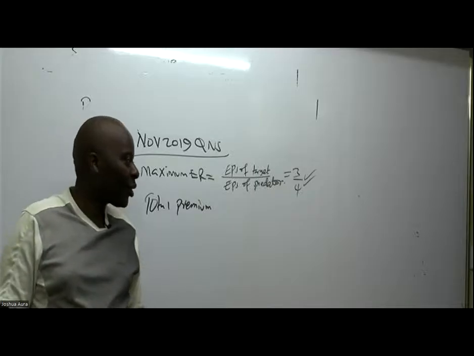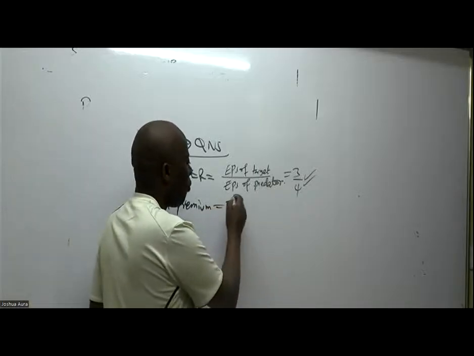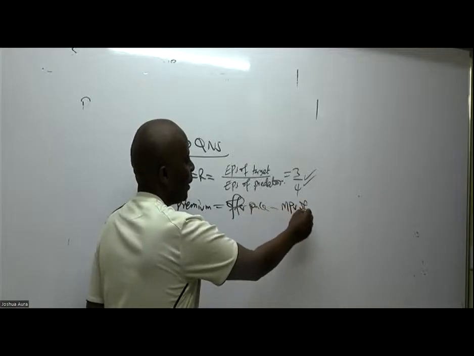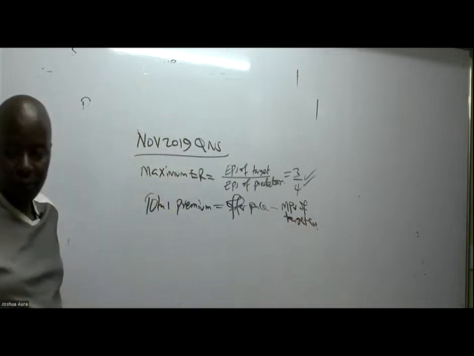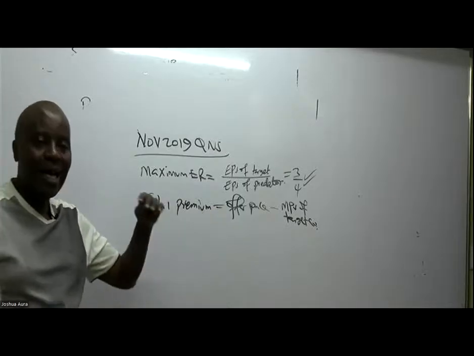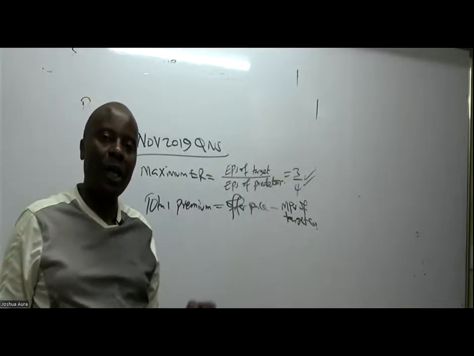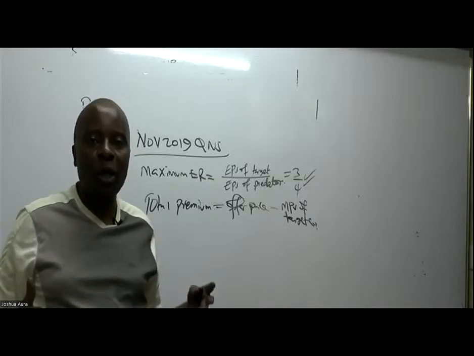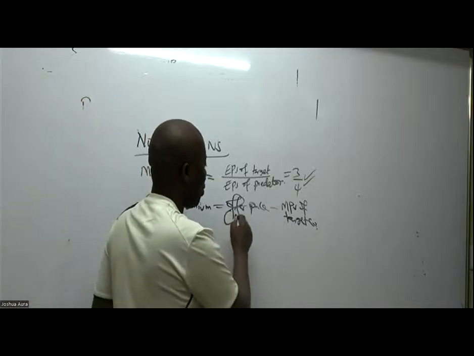Let's see. So remember when they ask for total premium, this is the formula. You will take the offer price, the price offered, minus MPS of the target company. Now, the offer price has not been given in this question. When offer price is not given, I showed you what you're supposed to do: you calculate it yourself. You calculate it by looking for what we call the DOP.